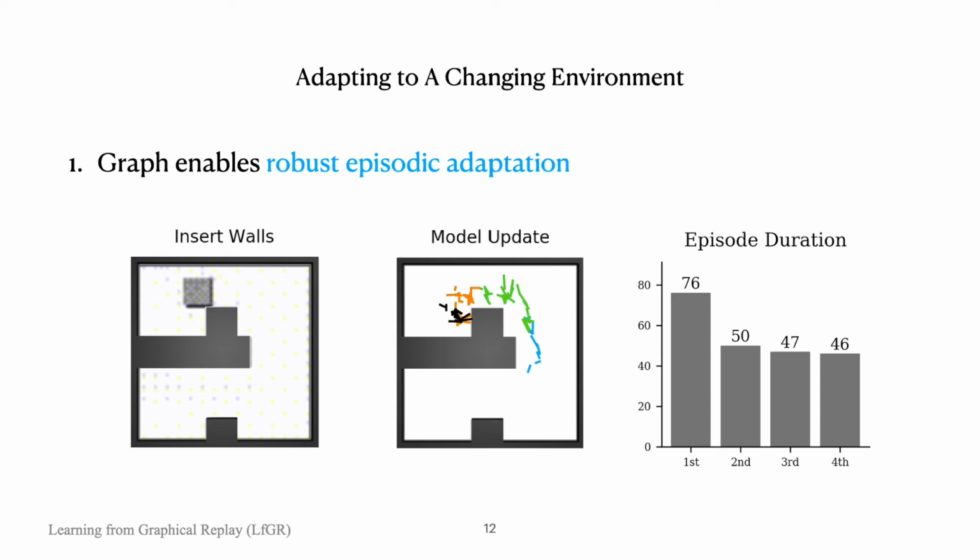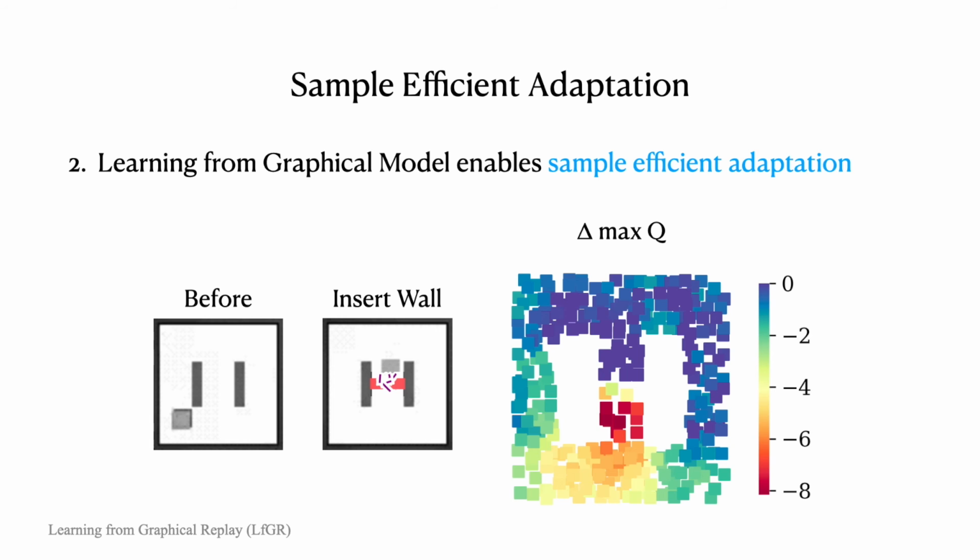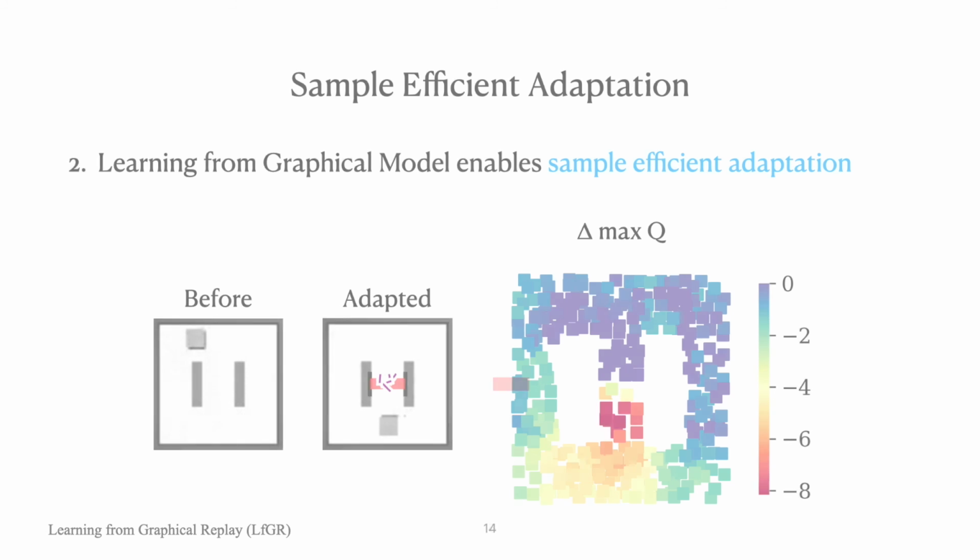4 consecutive episodes. Next, we show that learning from graphical replay enables sample-efficient adaptation. In this experiment, we evaluate the reactive policy as opposed to the semi-parametric controller in the previous slide. We show that despite the changes to the graph being limited to areas around the inserted wall, the change in value estimate occurs over the entire domain, which results in global changes to the adaptive policy without additional samples where the dynamics is not affected.